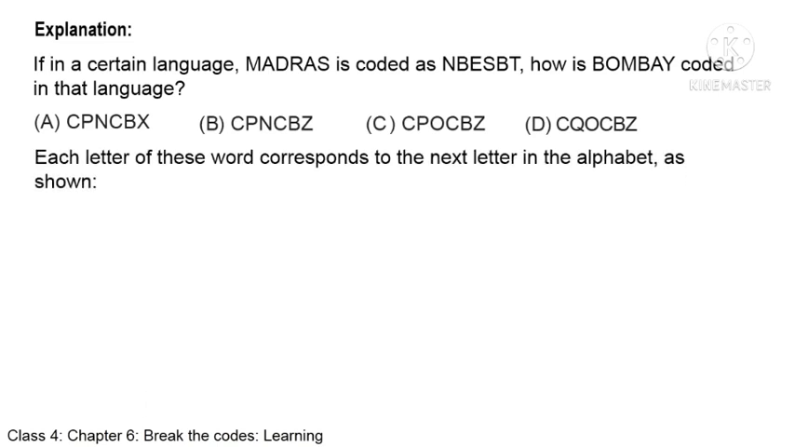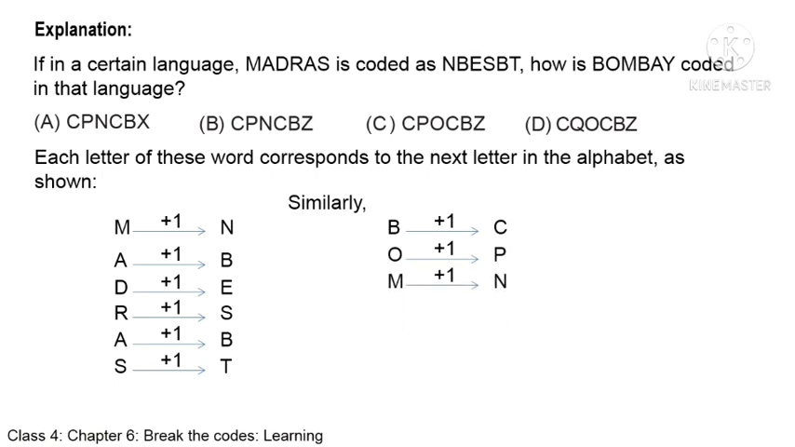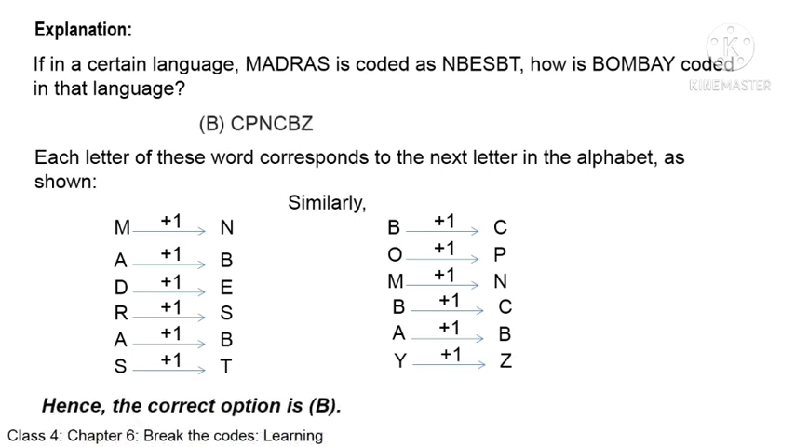Each letter of these words corresponds to the next letter in the alphabet, as seen below. M plus 1 is N, A plus 1 B, D plus 1 E, R plus 1 S, A plus 1 B, S plus 1 T, B plus 1 C, O plus 1 P, M plus 1 N, B plus 1 C, A plus 1 B, Y plus 1 Z. Hence, the correct answer is option B.